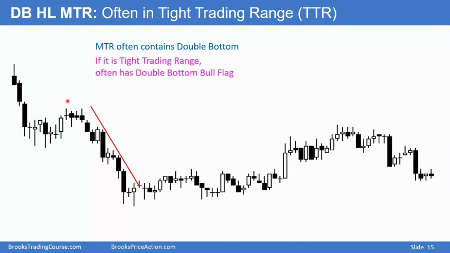Whenever you see a tight trading range breaking a bear trend line, look for a double bottom. Double bottom, buy the reversal up. Probability, only a 40% chance you'll get a swing up, but the risk is small. You're buying above here, stop below here.